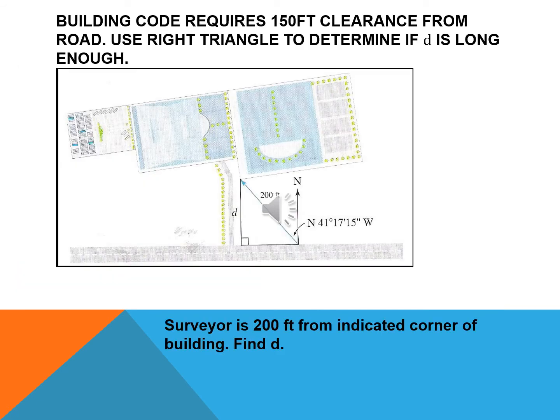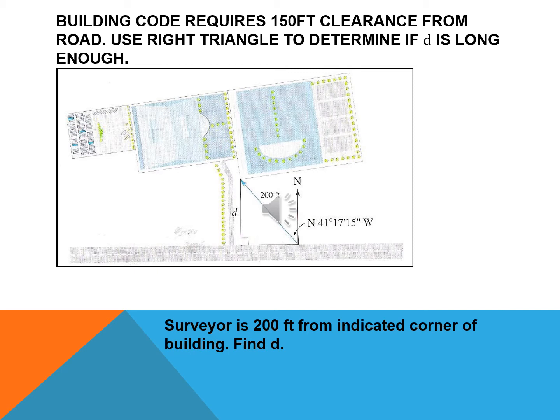Here we have a situation again involving a right triangle. We have a building being built, and we need a 150-foot clearance from the building to the road. We're given a surveying measurement of 41 degrees, 17 minutes, 15 seconds from north, measured in the westerly direction. Then we have a length of 200 feet as the hypotenuse of a right triangle.